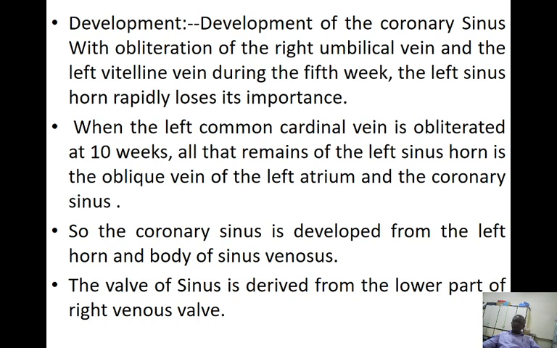When the left common cardinal vein is obliterated at 10 weeks, all that remains of the left sinus horn is the oblique vein of left atrium and the coronary sinus. So, the oblique vein of left atrium and coronary sinus are the remnants of the left sinus horn. So, the coronary sinus is developed from the left horn and body of sinus venosus. The wall of the coronary sinus is derived from the lower part of the right venous wall.